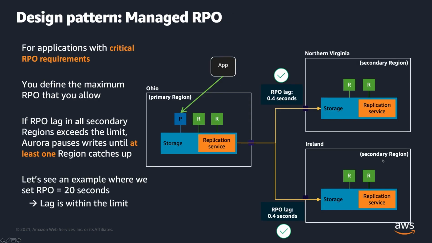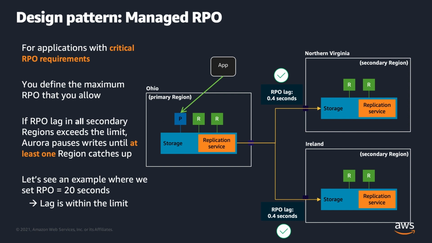So with managed RPO, as we saw in the previous slide, you define the maximum RPO that you allow using the DB parameter. If the RPO lag in all secondary regions exceeds that limit, Aurora pauses writes until at least one secondary region catches up. Now let's see an example where we set RPO to 20 seconds.